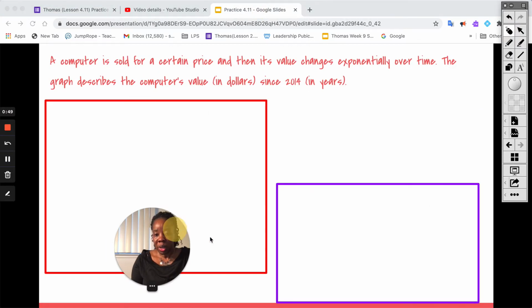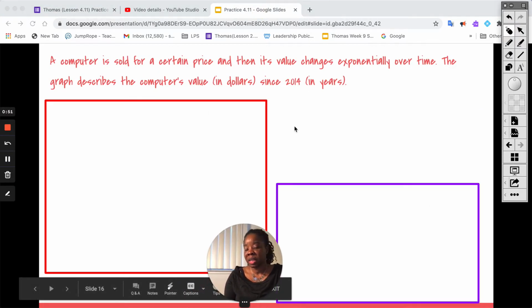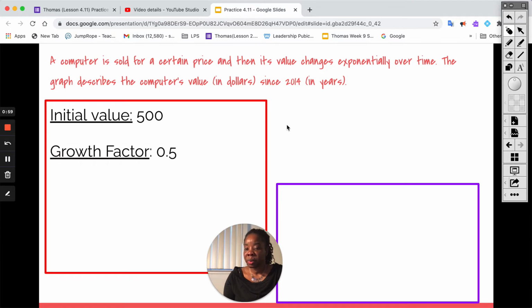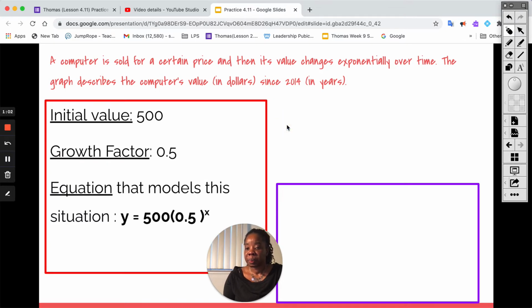So we have that information, which means we can then go ahead and get an equation that models the situation. So the initial value was 500, the growth factor was 0.5, and the equation is modeled by y is equal to 500 times 0.5 raised to the x.